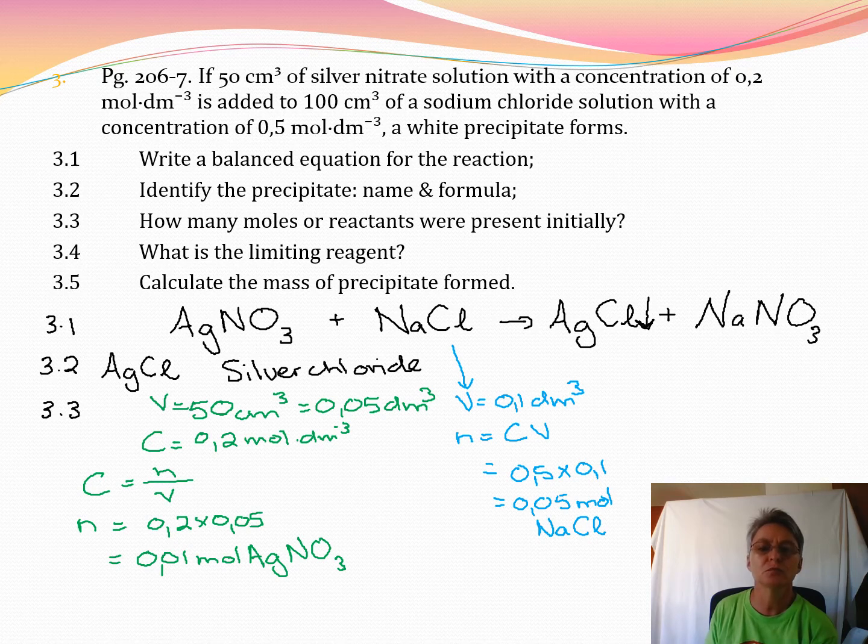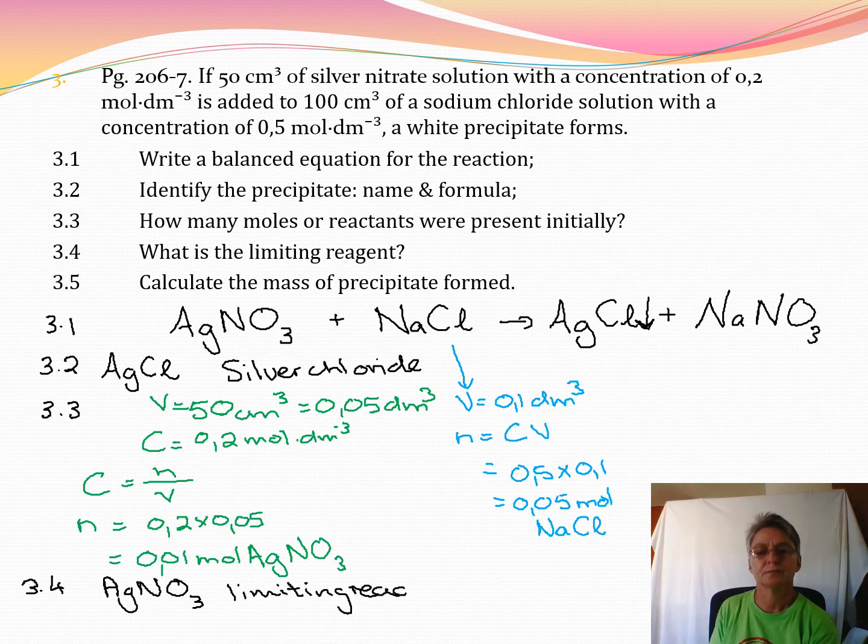So the ratio is 1 to 1. So for 3.4, I have silver nitrate as the limiting reagent. Right, so that will be used up. Calculate the mass of precipitate formed. I am going to do that calculation here, 3.5.